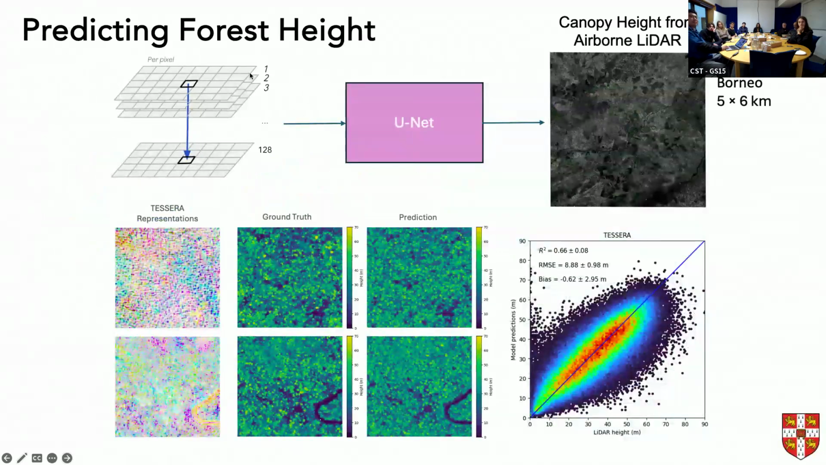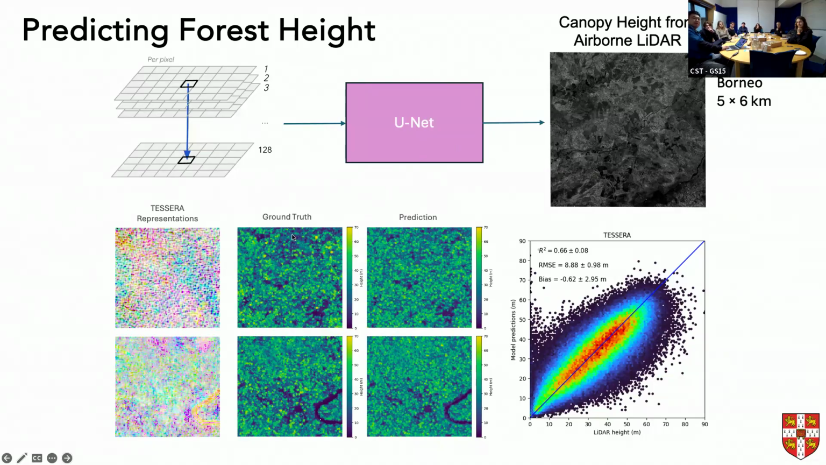And here, this is another test that we did. Essentially, we're just trying to predict the canopy height. This is somewhere in Malaysia. So what we did, like I mentioned before, you can just perceive TESSERA as an image. It's just like an image with 128 channels. So we input this image into a UNet, which is like a spatial information extractor. Then we're just trying to map these embeddings to the ground truth height, and this height is from LiDAR data.